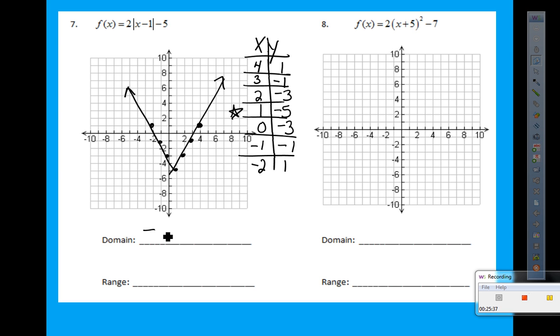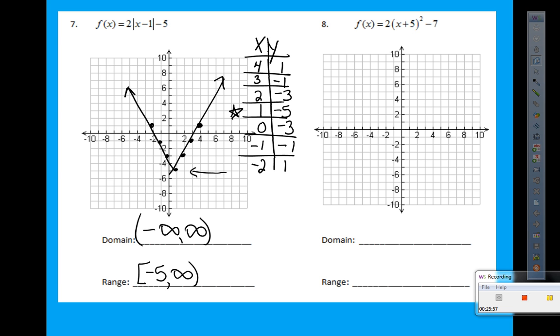The domain, that's the easy part. Negative infinity to infinity. The range in this case, the littlest y value that I'm using is looking like a negative 5, and it's opening up. So I've got negative 5 to infinity.